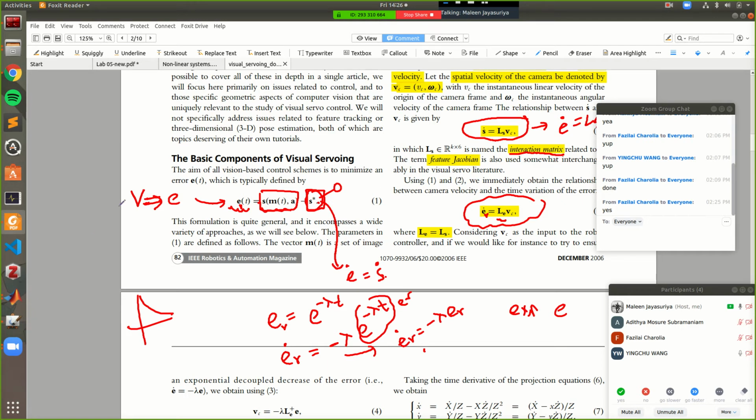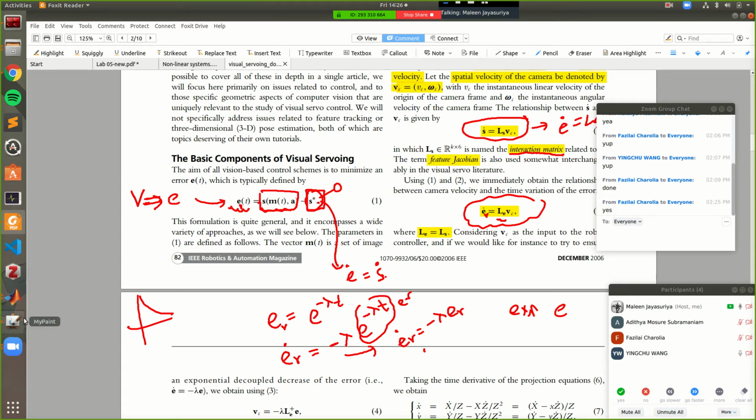Because what we are trying to do is control the velocity, based on the error. This formula is calculating the relationship between where the gripper is and where the feature is, and finding how to control the gripper to the feature, right? No, the error is between two features.